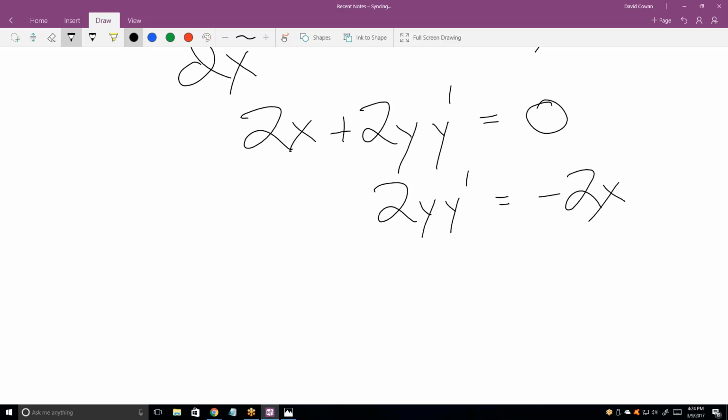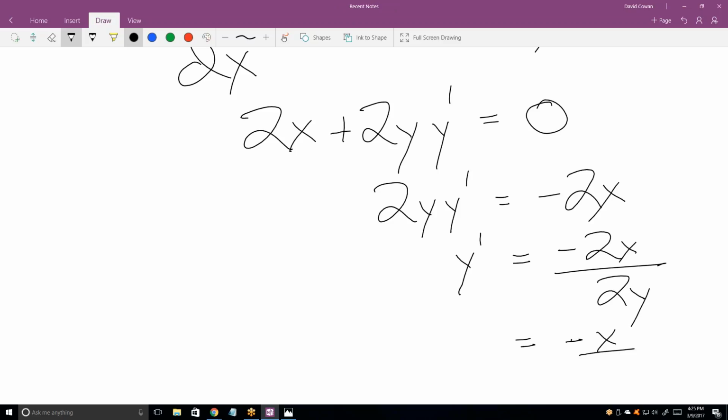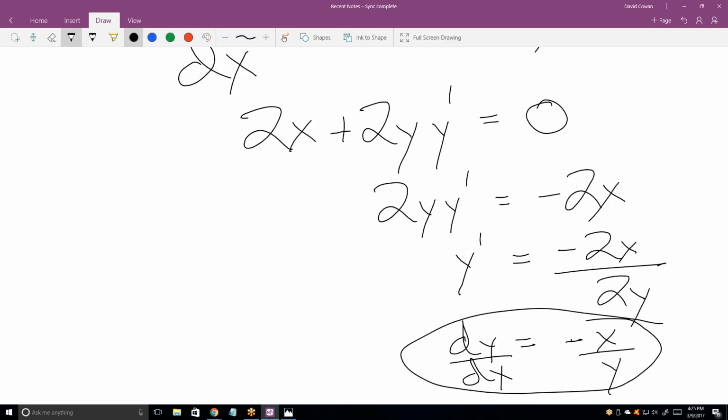And the next step? Divide both sides by 2y. Remember, I'm trying to isolate y prime. I'm trying to solve for dy/dx, which is y prime. Okay. So I got this, and I'm dividing it by 2y. Now I can cancel those 2's. So my final answer is negative x over y. That's what dy/dx is for this problem.